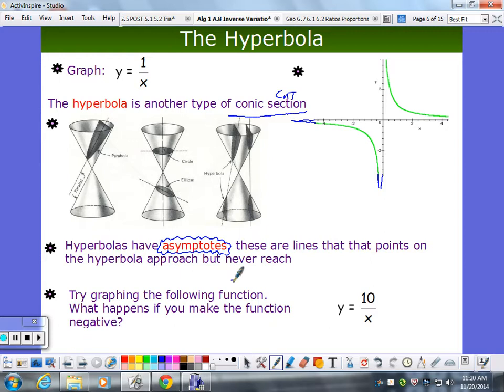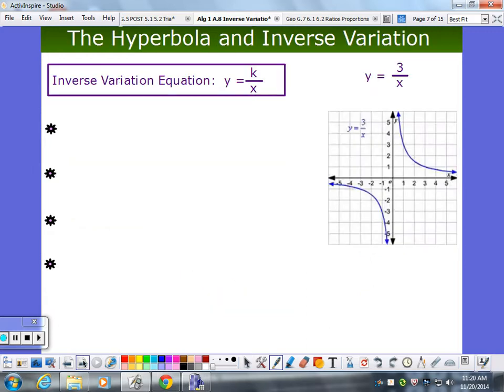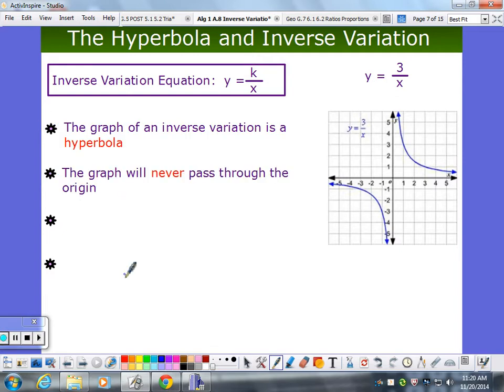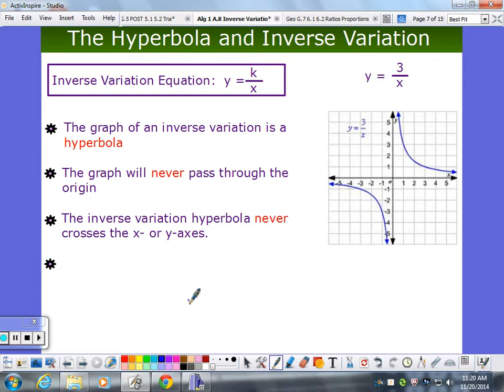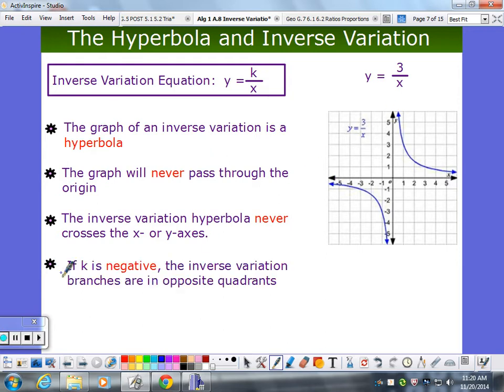So that's what it looks like. It's kind of cool. The graph is a hyperbola. It never passes through the origin because I can't have it over 0. X can never be 0. It never crosses these axes. These are what we call asymptotes. They will never cross the axes. They're always contained in here. But if I make it negative, it will just switch where it goes.